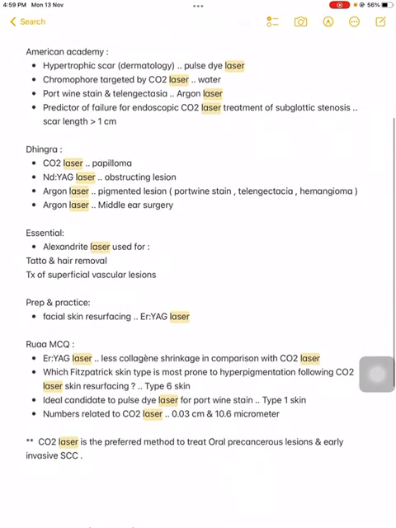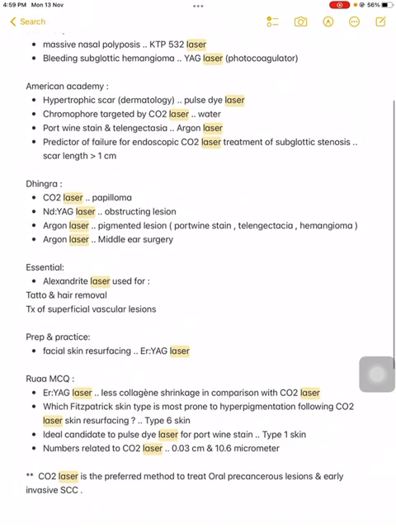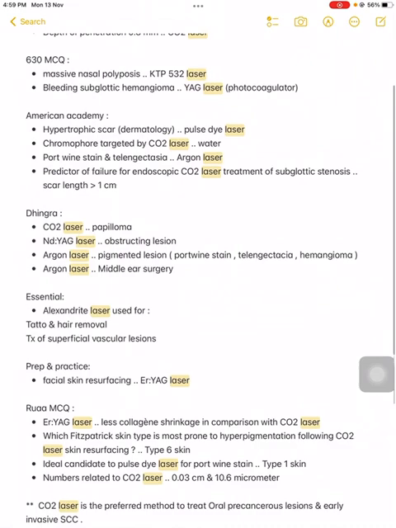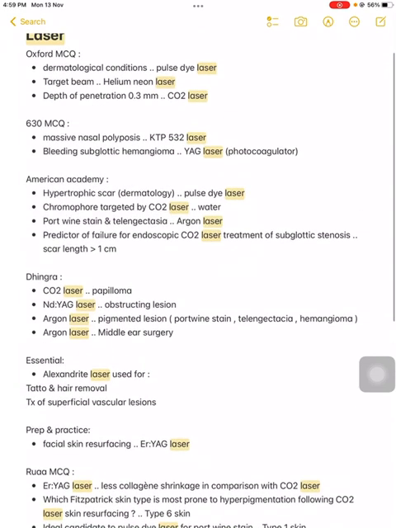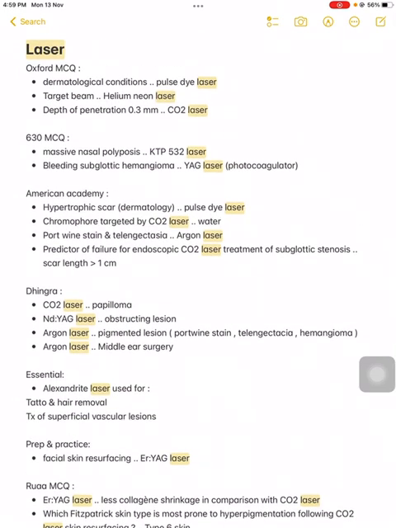Finally, to mention that CO2 laser is the preferred method to treat oral precancerous lesions and early invasive squamous cell carcinoma. I hope that this was a quick review about the most important questions and will be beneficial for you all in your exam. And thank you very much for listening.